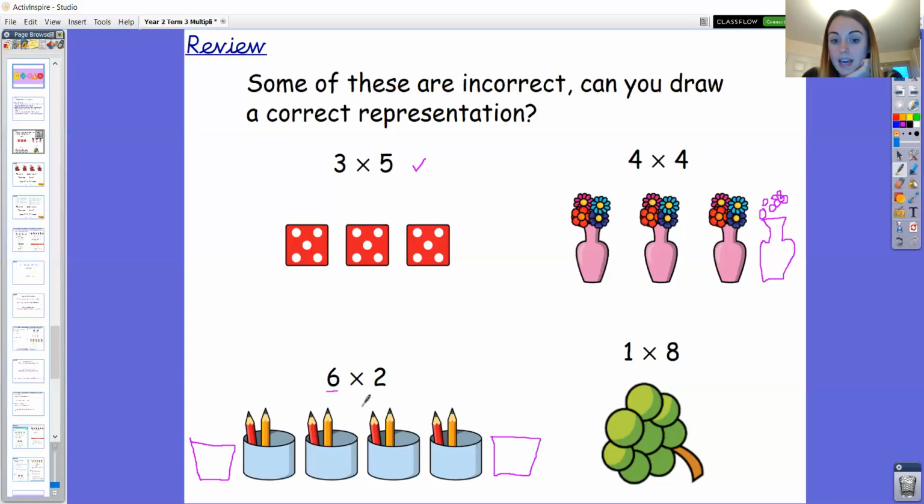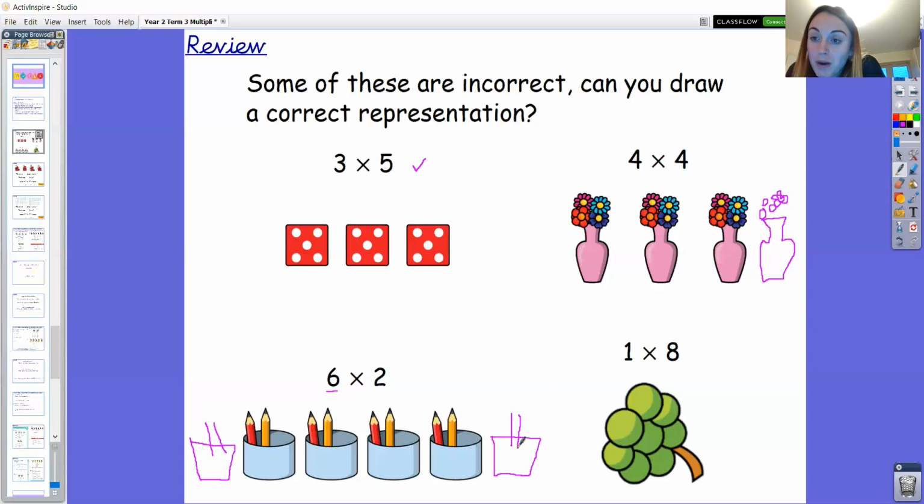Fantastic. Okay, and how many pencils are inside each group? 2 pencils. Well done. So I'm going to draw my 2 pencils inside each group. They must be equal, so they need to have the same amount. Brilliant. So the picture now represents 6 lots of 2.